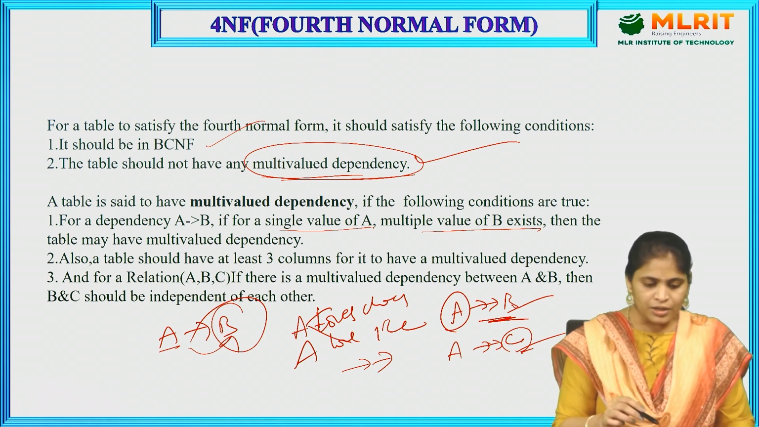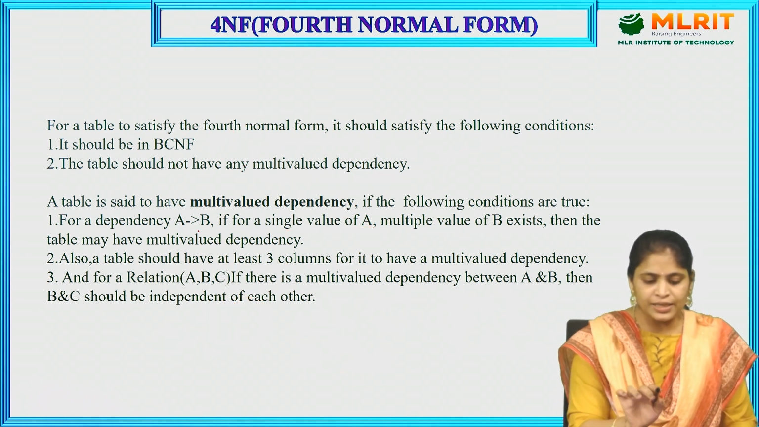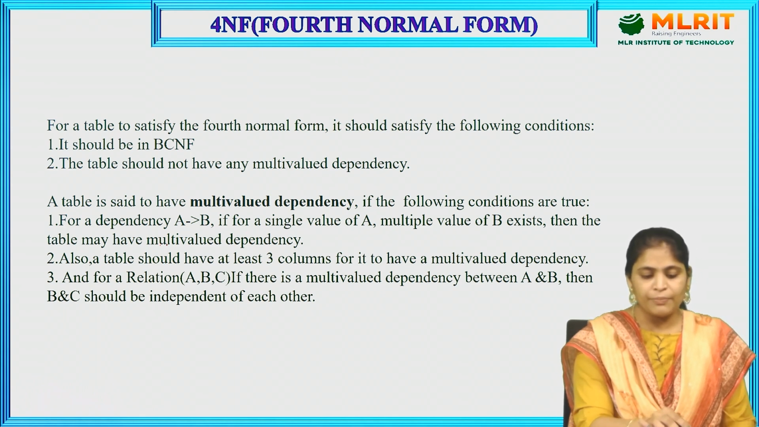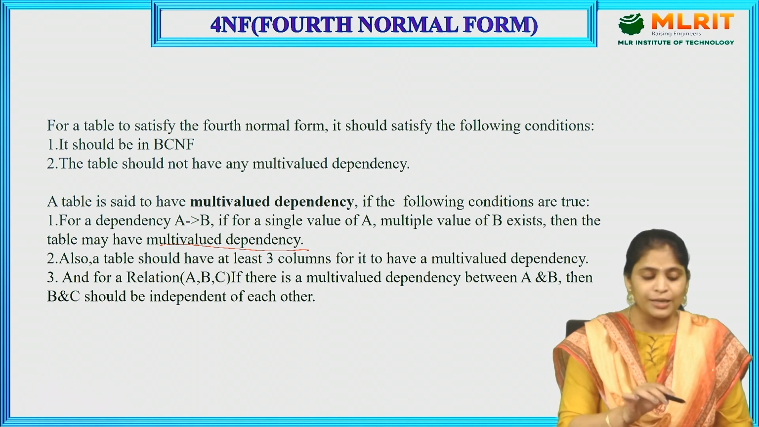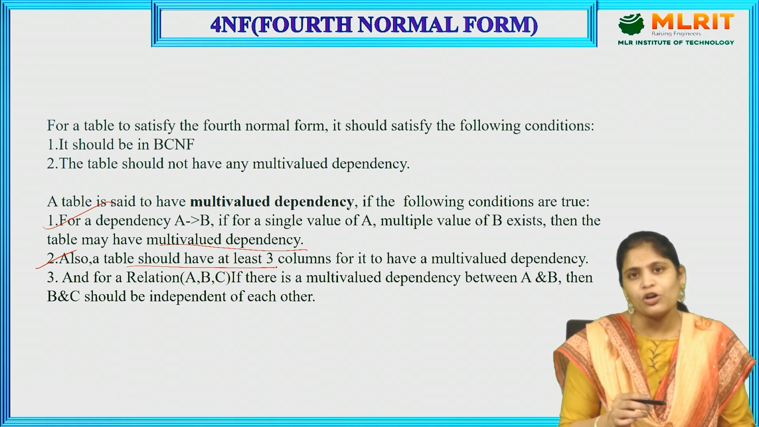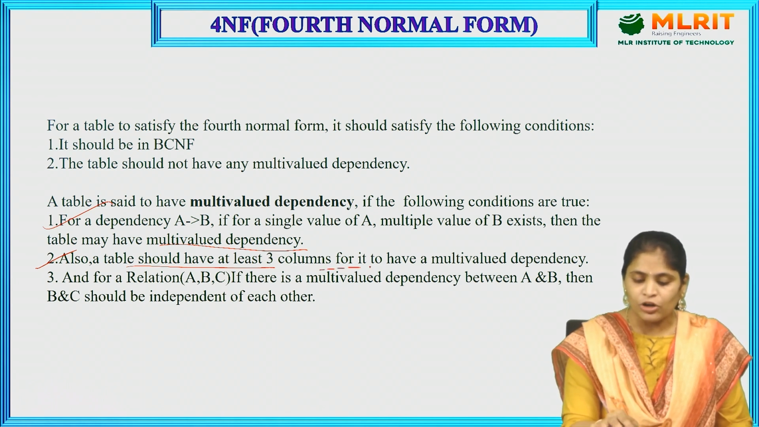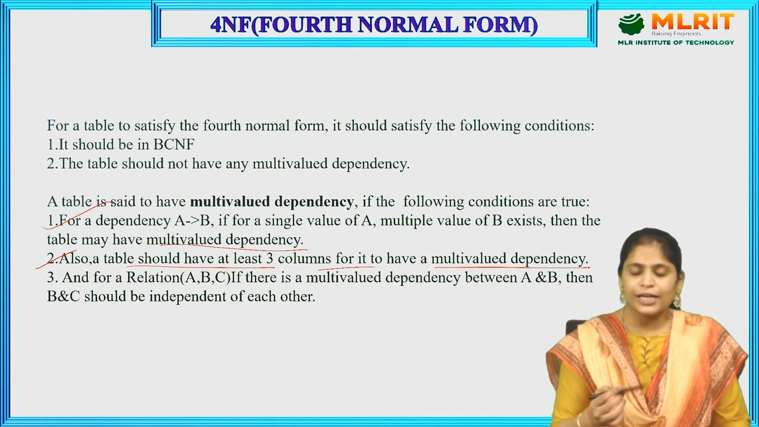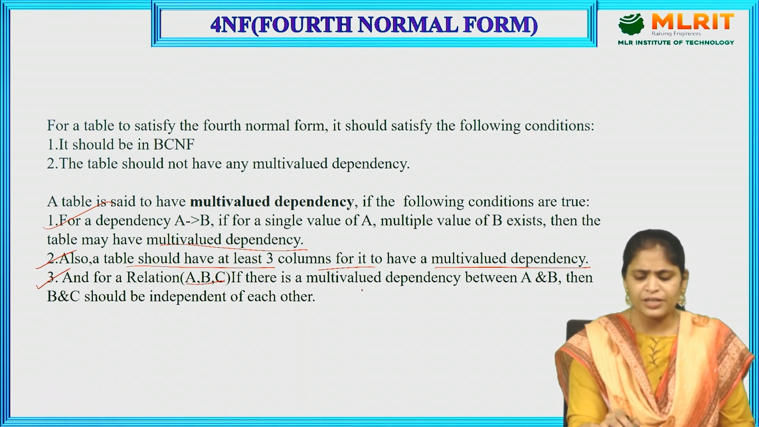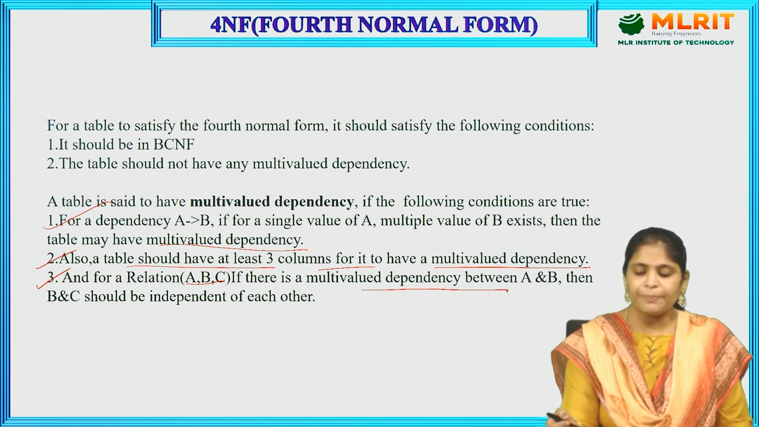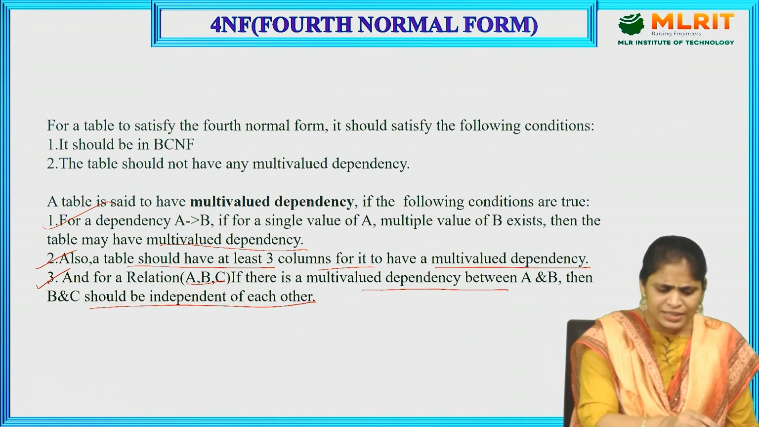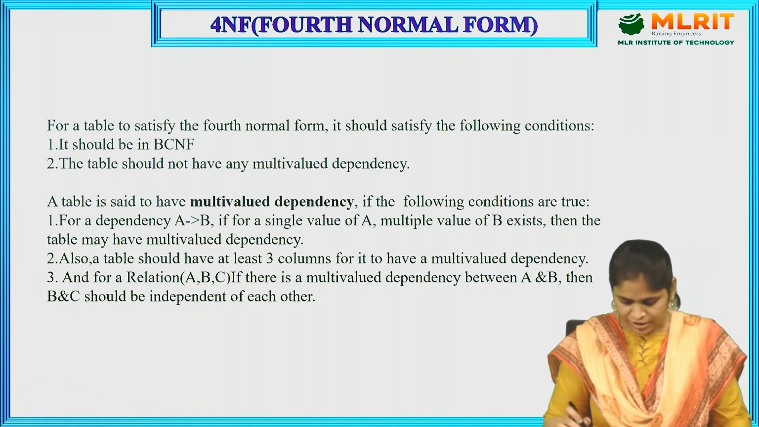Now, for a dependency A derives B, if for a single value of A multiple values of B exist, then the table may have multi-value dependency. The second point: a table should have at least 3 columns, so the table must contain a minimum of 3 columns. Next, the third one: for the given relation, if there is a multi-valued dependency between A and B, then B and C should be independent of each other. This point will especially be discussed in the next example.